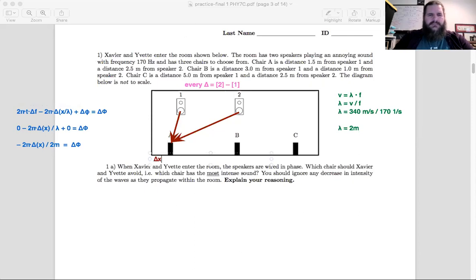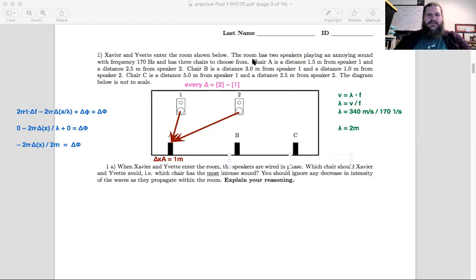For chair A, 2 minus 1, we know chair A is 2.5 meters away from speaker 2, 1.5 meters away from speaker 1. So if you subtract those, what do you get? If we've got 2.5 minus 1.5, yeah, it should just be 1. So for chair A, the difference in distances is 1 meter. And what about for chair B?